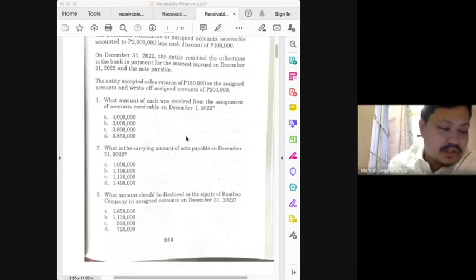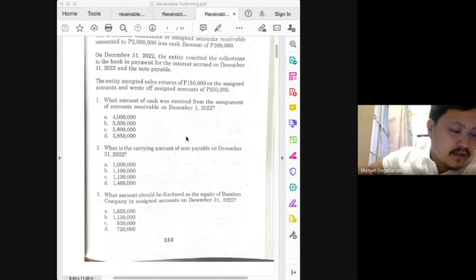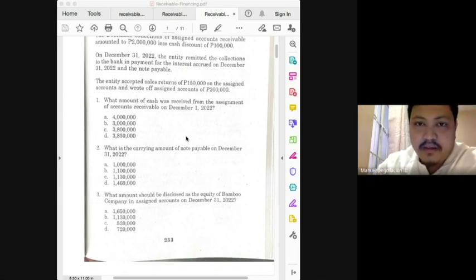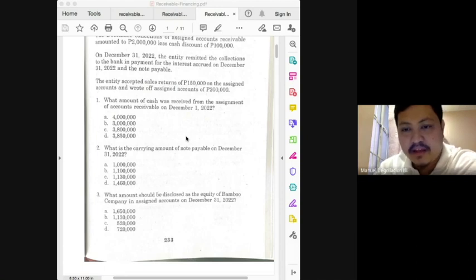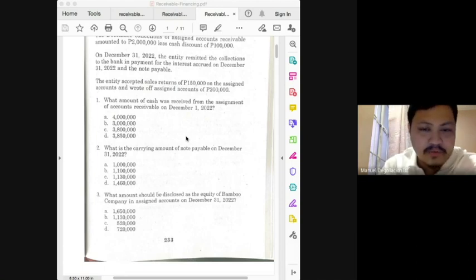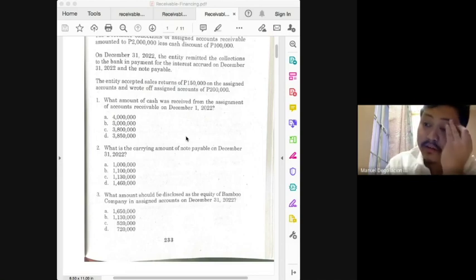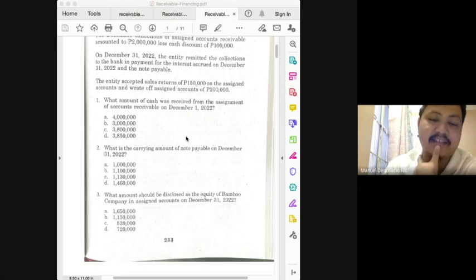Third question here, which is another common question involving assignment, since this would be one of the disclosures that will be required. Basically, the question here is how much is the equity in the assigned accounts. Okay, so what's the logic here? Just go back to your accounting equation. Accounting equation is assets is equal to liabilities plus equity.